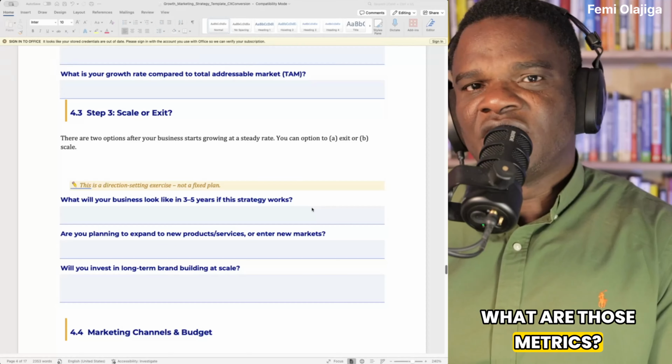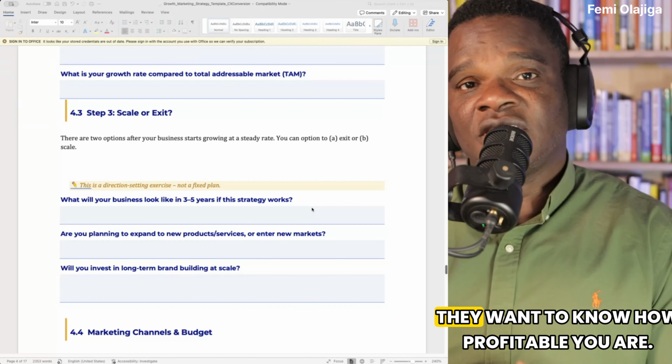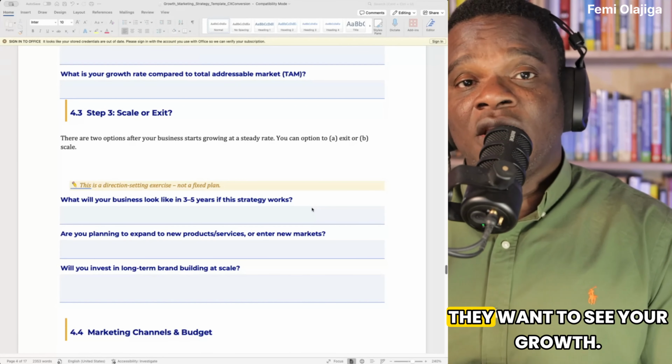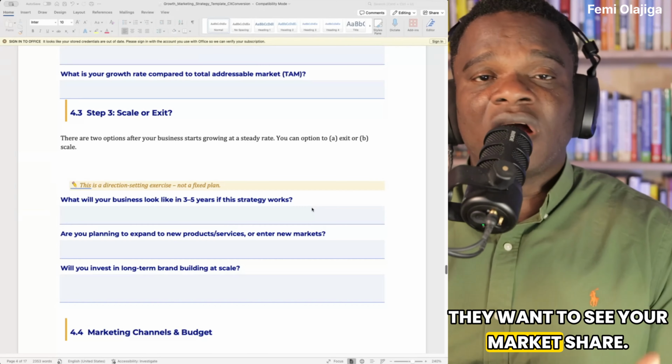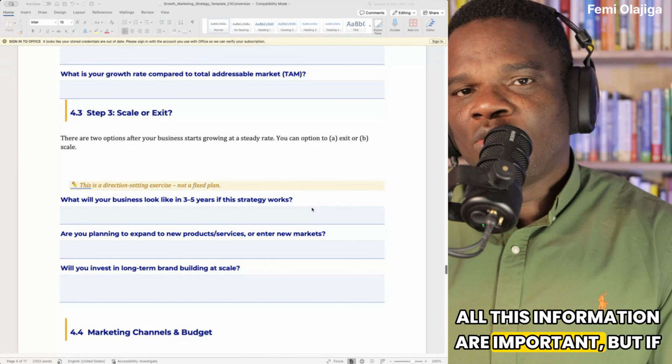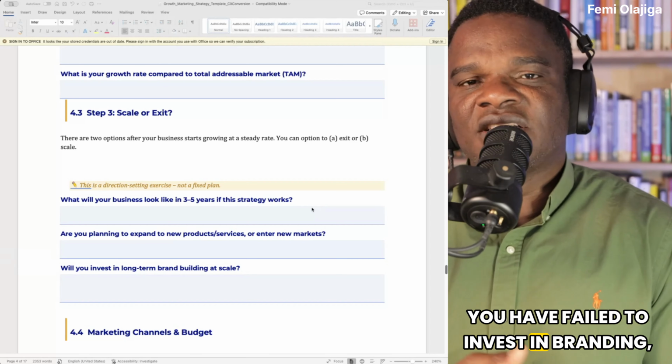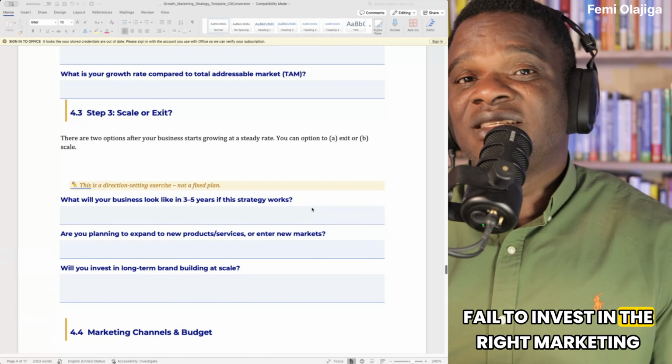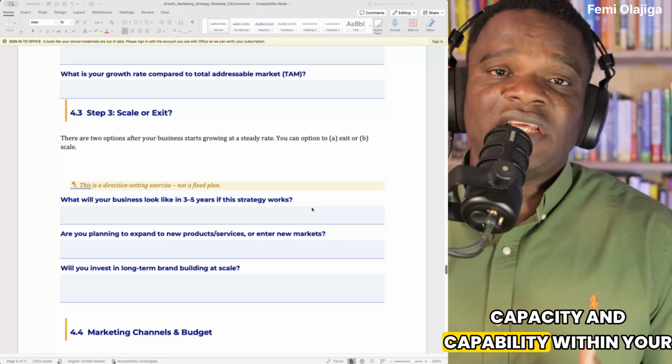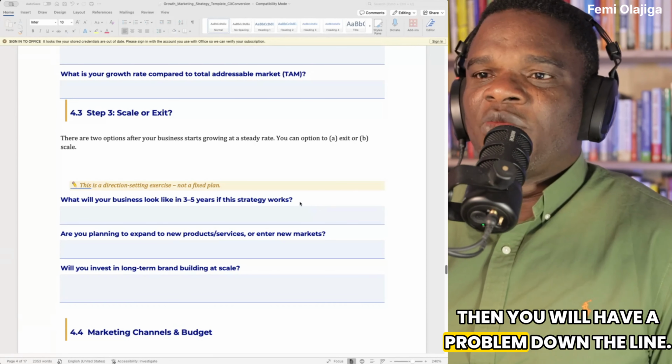What are those metrics? They want to know your profit. They want to know how profitable you are. They want to see your growth. They want to see your market share. All this information is important, but if you have failed to invest in branding, failed to invest in the right marketing capacity and capability within your business, then you will have a problem down the line.